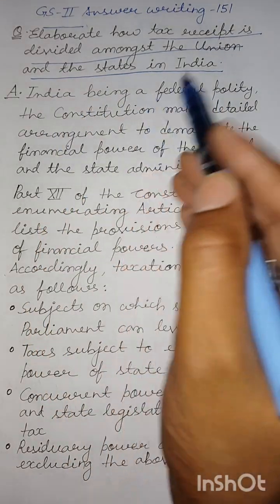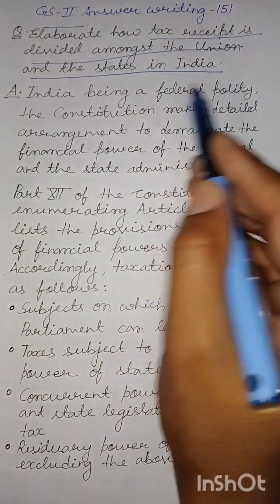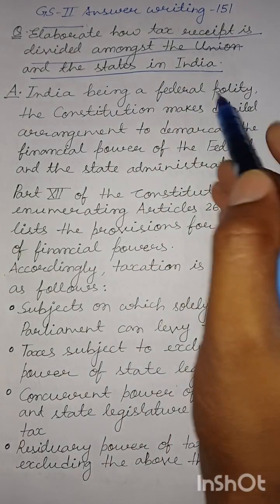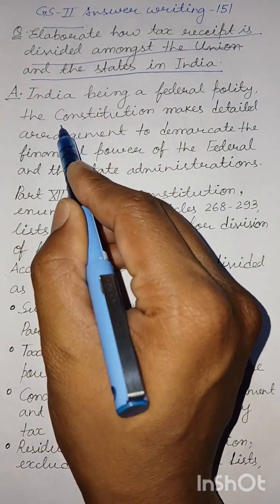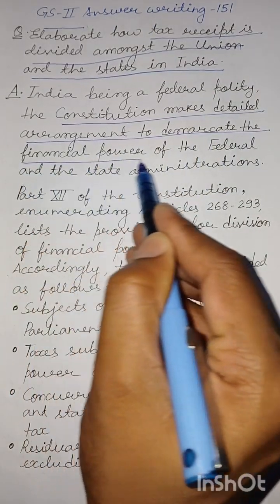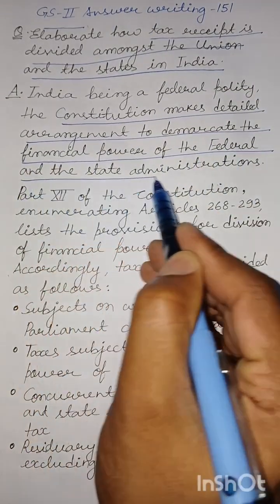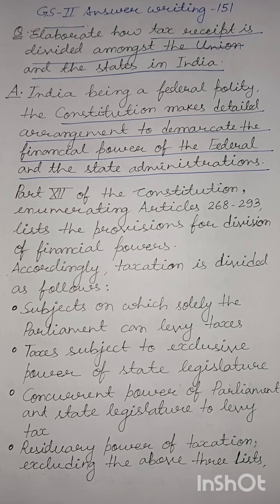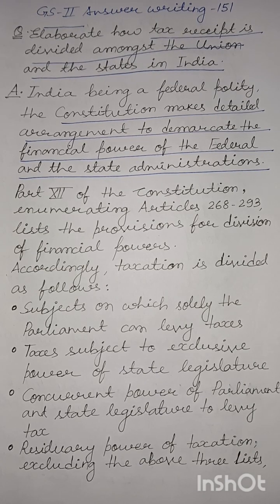you would probably recall that India is a federal polity. Almost everyone here would agree that India is a federal polity. That is why the constitution makes detailed arrangements to demarcate the financial power of the federal and the state administrations. Please recall that federalism is all about demarcating the respective power of the central unit, that is the center, and the other units, basically the states and the union. That is all federalism is about.